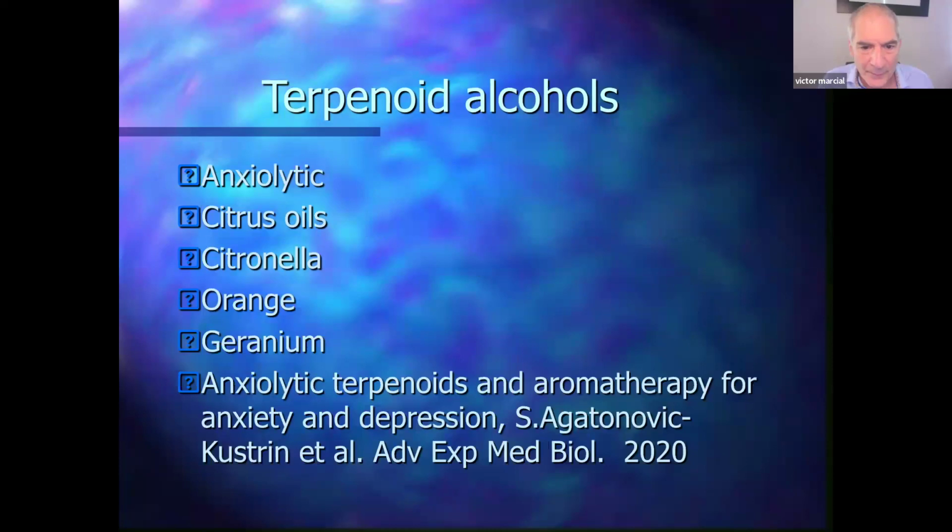And they have other properties that we will discuss today that are very interesting, like anxiolytic when they're inhaled, by stimulation of the olfactory nerve and subsequently the midbrain, areas like the thalamus, hypothalamus, amygdala get stimulated by these lipids. For example, citrus oil, citronella, orange, and geranium have been shown in randomized studies to be anxiolytic.